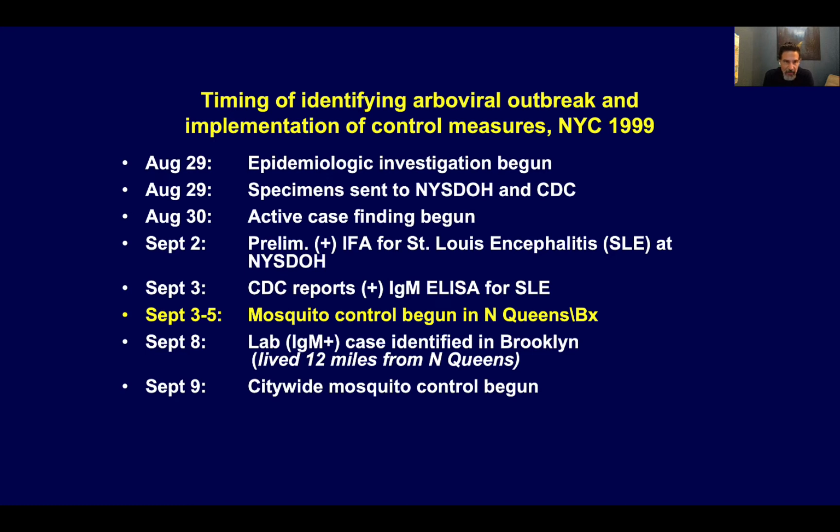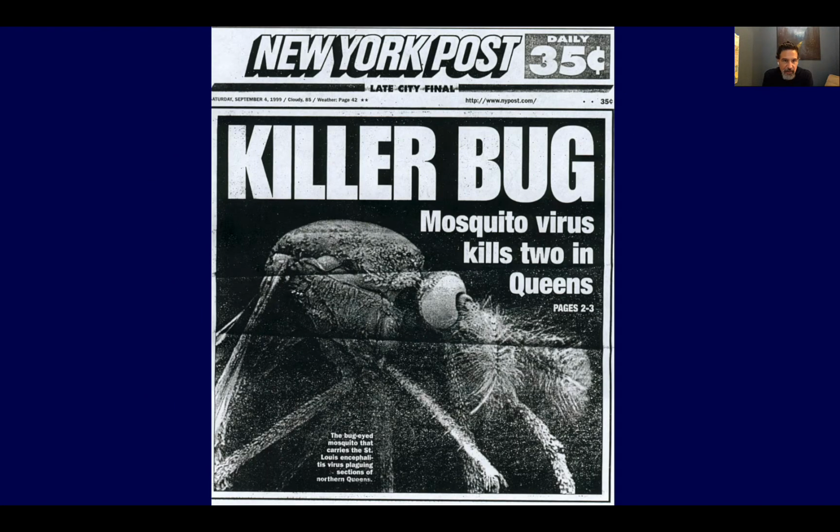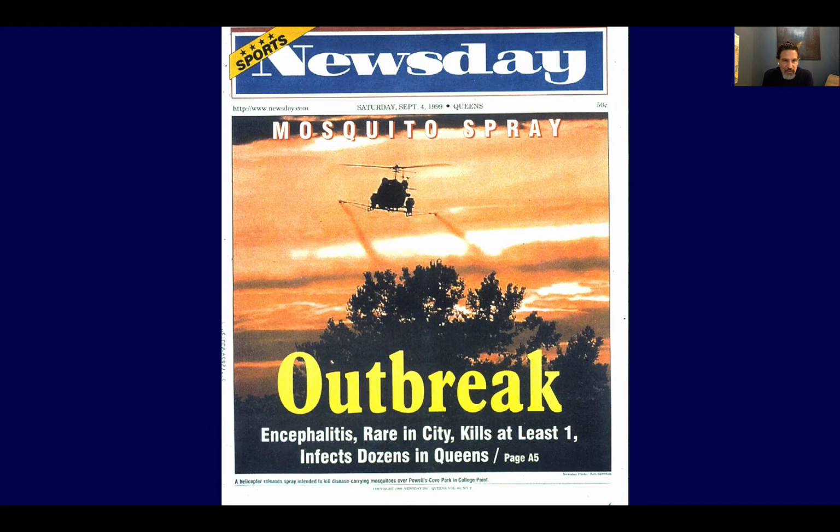This information really represented confirmation that there was a mosquito-borne viral encephalitis outbreak actively happening in the confines of New York City. Mosquito control was begun right away in northern Queens and the Bronx, and this created a big stir. First, just the identification of a mosquito-borne viral outbreak in New York City was big news, and also a lot of attention to the response of spraying pesticide around the city really caused a media frenzy.